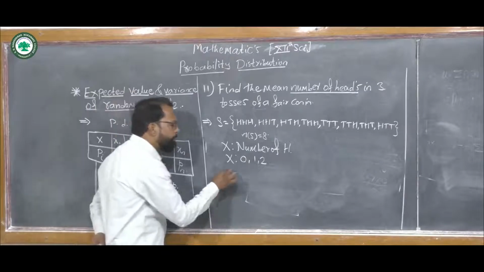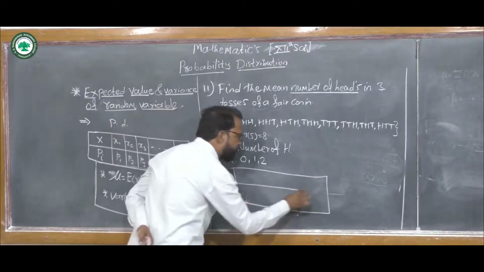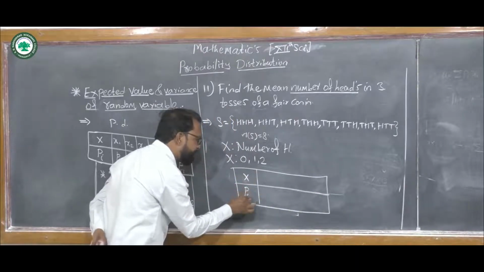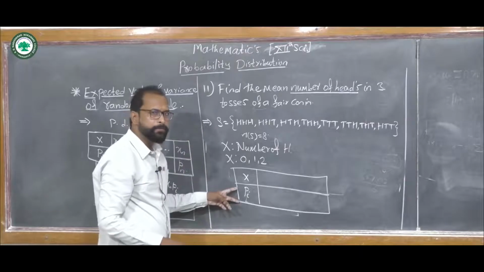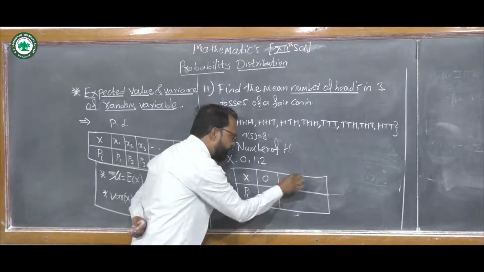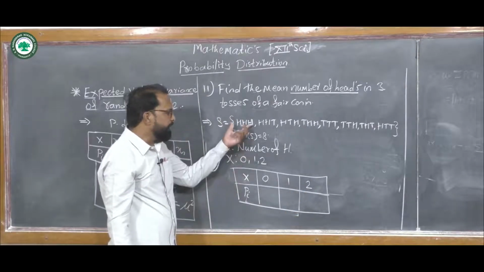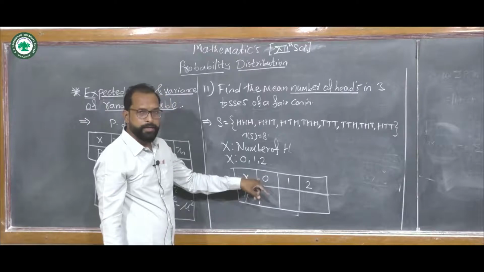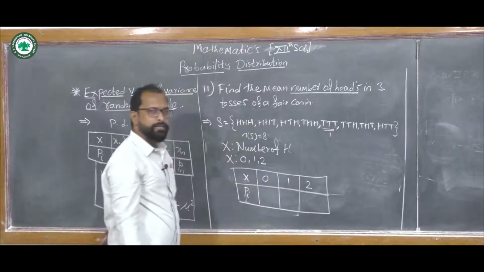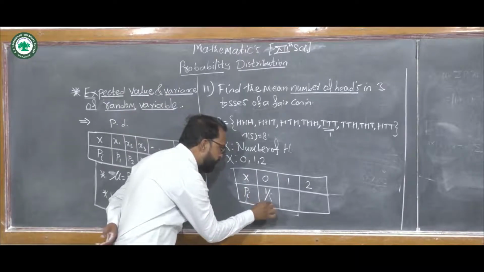Now to write the probability distribution for getting heads in tosses of 3 coins, we get x and p i's, that is corresponding probabilities. The values of random variable x are 0, 1, 2 and 3. Now the number of elements in which there are 0 heads, only one outcome exists. So for x equals to 0, the probability is 1 by 8.